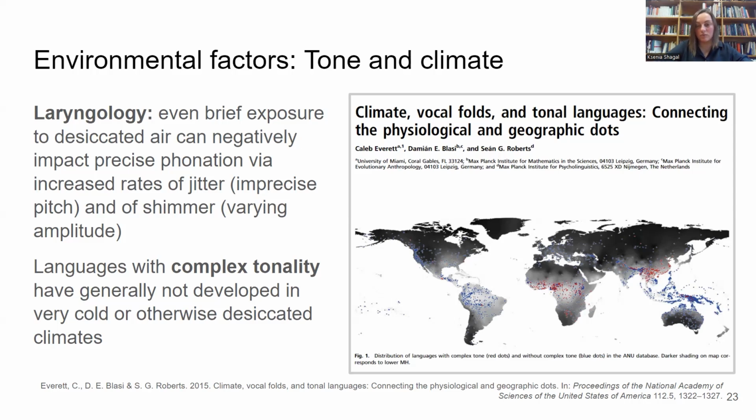So when it's too cold or the air is too dry, generally, then tonal languages are not likely to develop. They show it on a large sample of languages. They get linguistic data and then extra-linguistic data, so the environmental factors, and they analyze the two sets of data and see if there are any correlations.